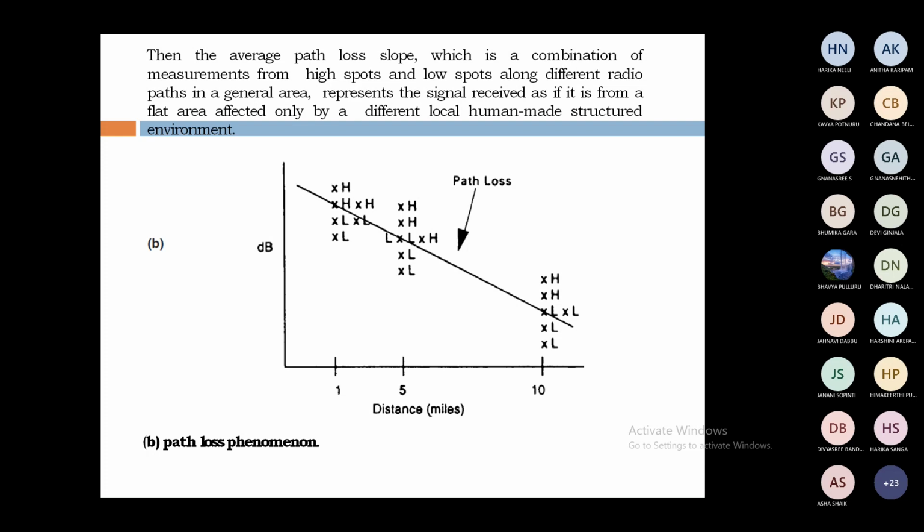Whenever the distance from the base station to the mobile station increases, automatically we get very little signal strength. This is the area to area prediction model. In this model, we take signal strength measurements at different areas and note down high spots and low spots. Then take a graph with distance on the x-axis and signal strength in dB on the y-axis, note down the high and low spot values, take the average, and draw the path loss curve.